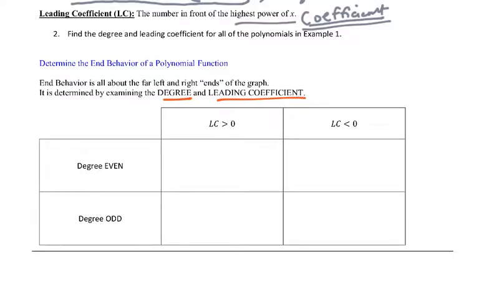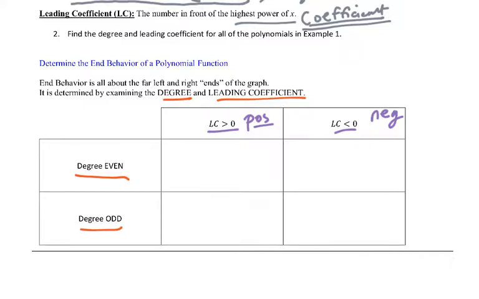So for the degree, we're going to look at whether the degree is either even or odd. Okay, for the leading coefficient, we're going to look at whether it is greater than 0, which would be positive, or whether the leading coefficient is less than 0, making it negative. The leading coefficient can't be 0 because then there wouldn't be that term in the polynomial. So we're looking for positive or negative leading coefficients, and we're looking at whether the degree is even or odd.